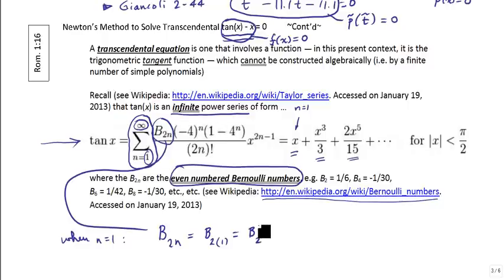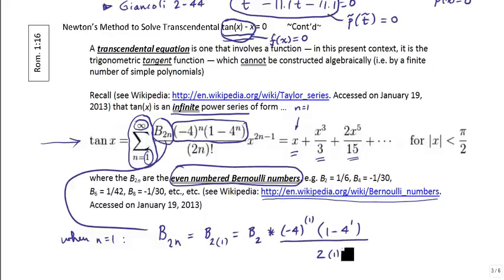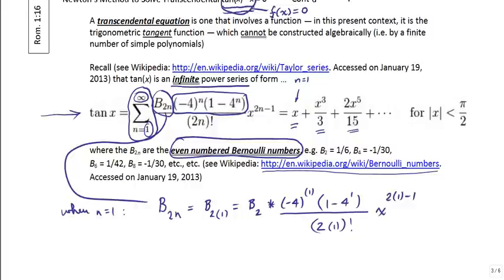You have b sub 2 times minus 4 raised to the 1 power times 1 minus 4 raised to the 1 power. I'm just following the form here. Divided by 2 times 1 factorial times x raised to the 2, n is 1 again, so it's 2 times 1 minus 1. Let's look at what all of this means.